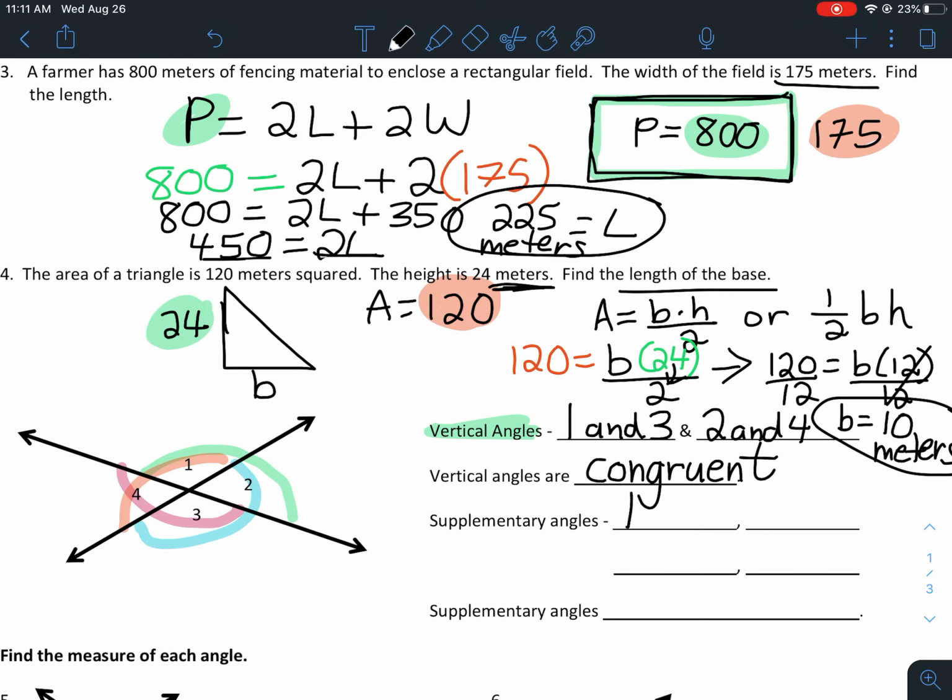So what are supplementary angles? Well, let me write the pairs down first. 1 and 2, 2 and 3, 3 and 4, and 1 and 4.